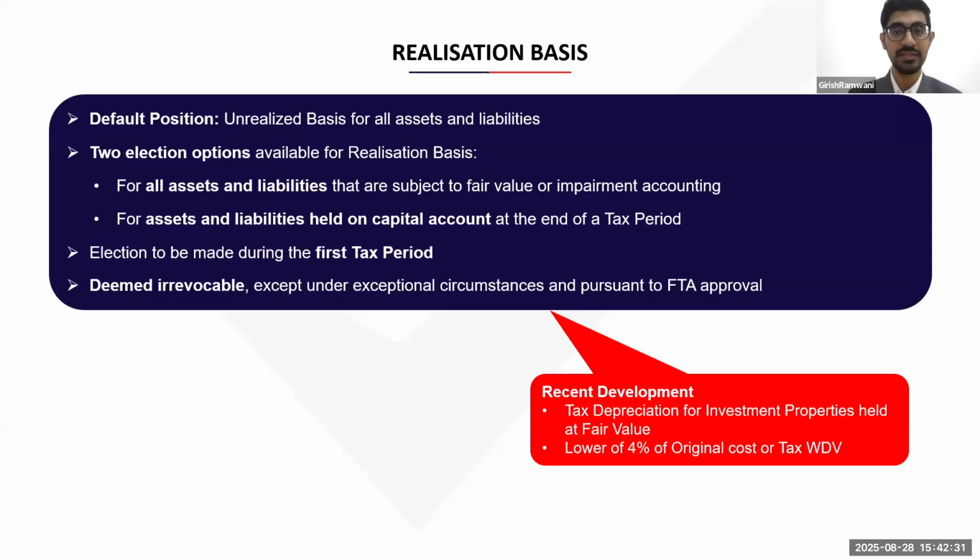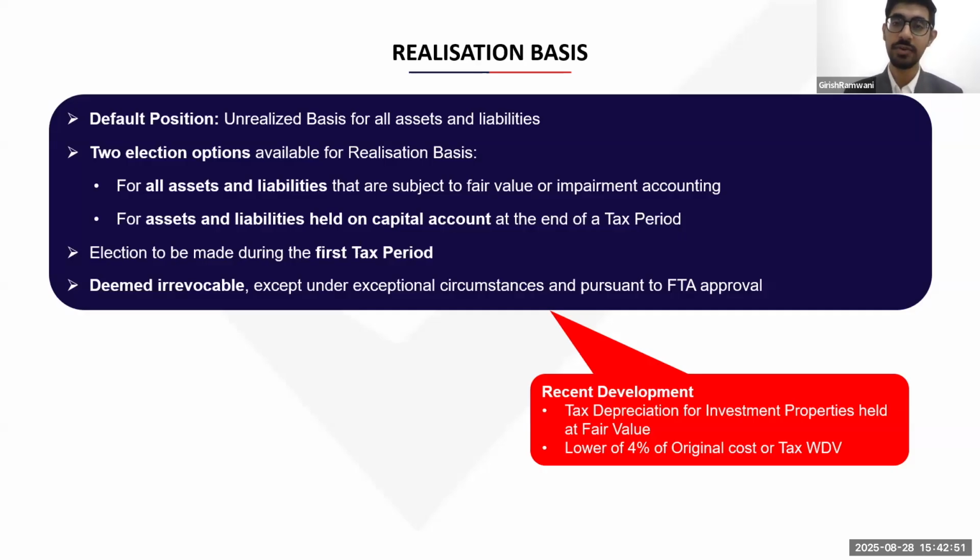wherein the unrealized gains and losses will be disregarded. They will be excluded from your taxable income, and they will be recognized when you actually realize those gains or losses in the future tax periods. So there are two types of realization basis options that are available in the law.